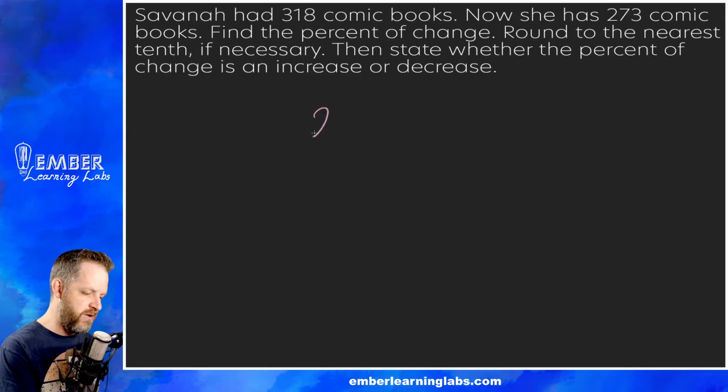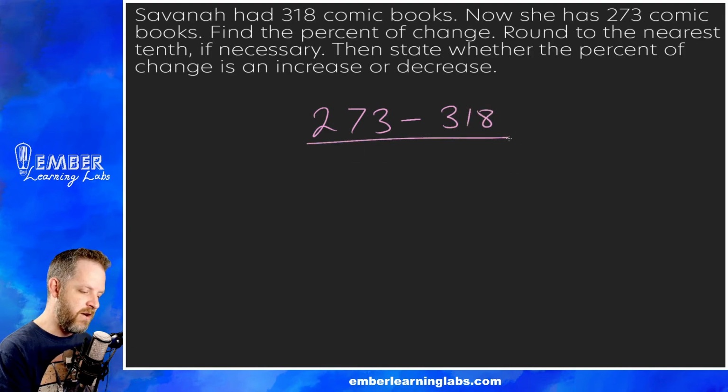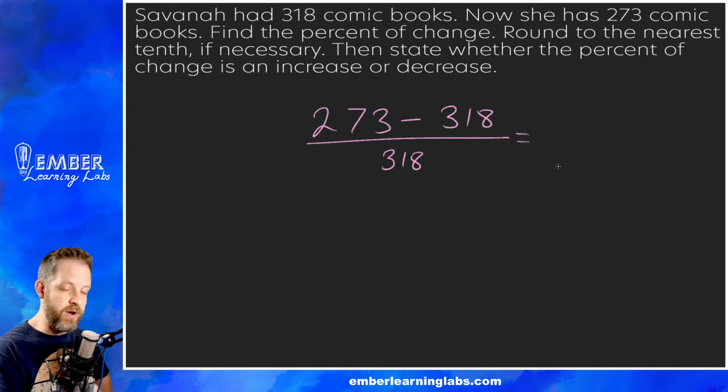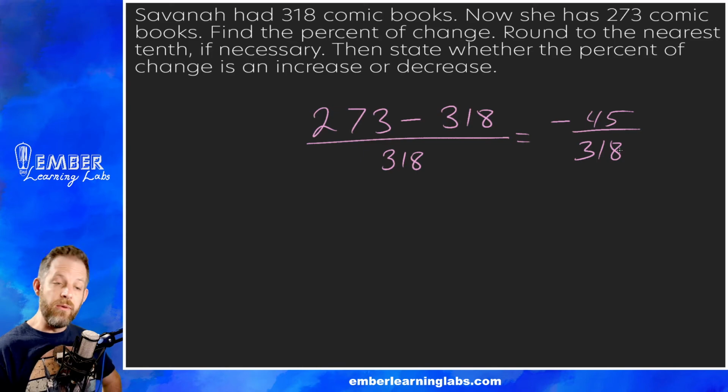So we're going to do 273, because that's the final amount, minus 318, and put that over the initial amount, which was 318, right? So when we subtract that, we end up with the sign of the bigger number, which is negative. So negative 45 over 318. Then we're going to divide that.